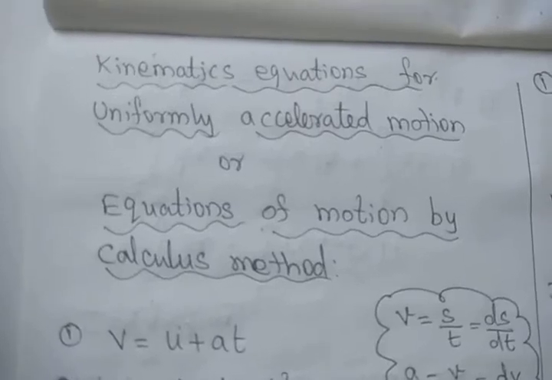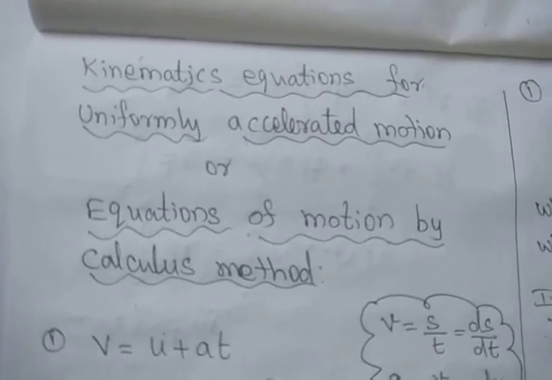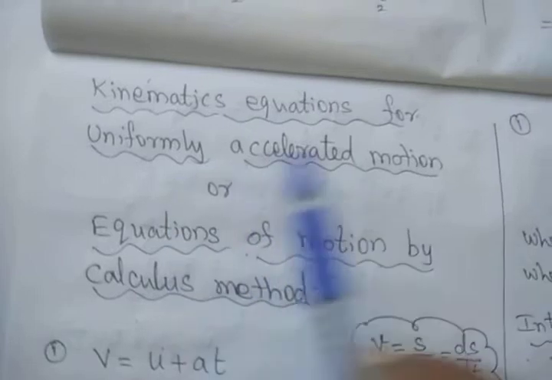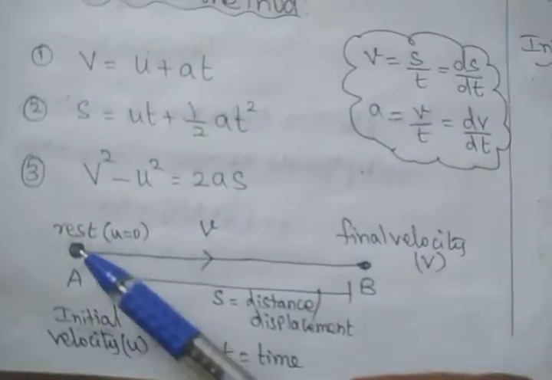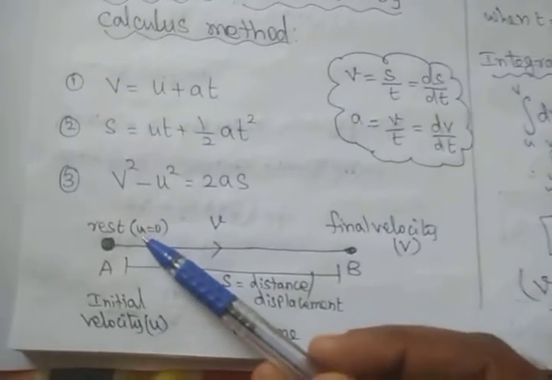Students, in this session, we are going to see the kinematics equations for uniformly accelerated motion. What is kinematics? Kinematics means motion. So, the equations of motion for uniformly accelerated motion. A body starts to move from rest. From rest it is starting to move, so we can take the velocity as 0.